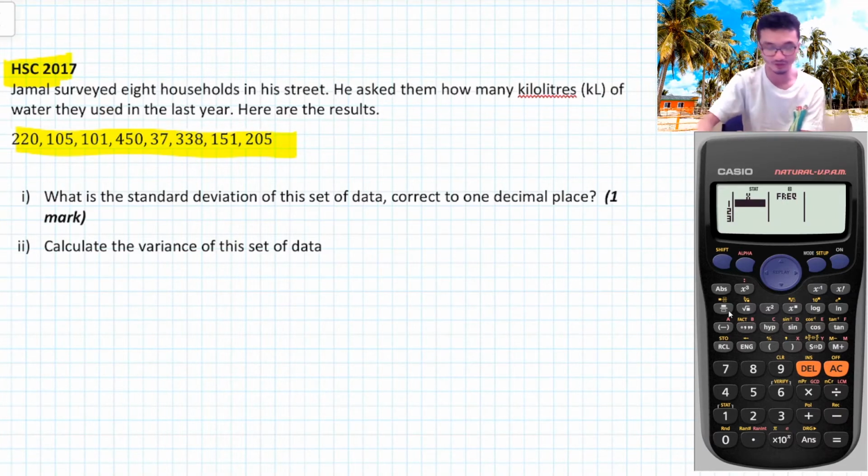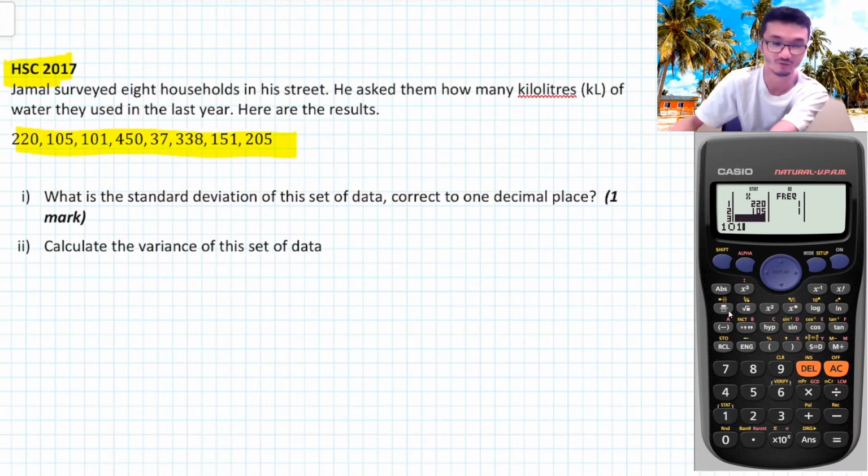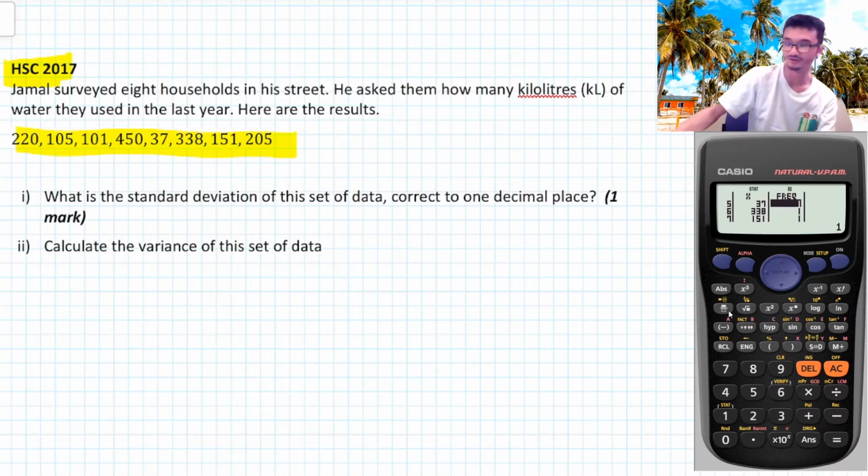Now in this mode, you have to input the data that we have. So we've got the numbers there. The order doesn't matter. So 220, 105, 101, 450, 37, 338, 151, and 205. Now you see how by default it's put in 1 as the frequency, so that's fine. We're going to leave that for now. There's only 1 of each of them. Okay, now once that's all in there, I'm going to press AC to get rid of that.